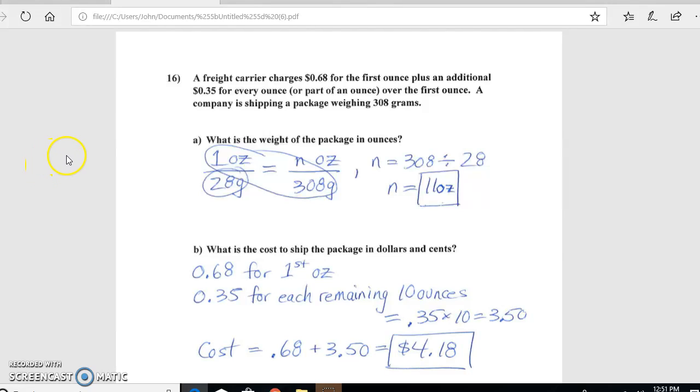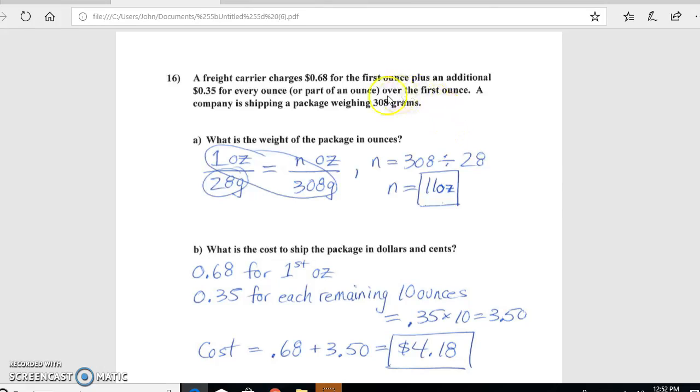This is the practice test for measurements, and here we're working on problem number 16. The problem says a freight carrier charges 68 cents for the first ounce plus an additional 35 cents for every ounce or part of an ounce over the first ounce. A company is shipping a package weighing 308 grams. Letter A asks, what is the weight of the package in ounces?